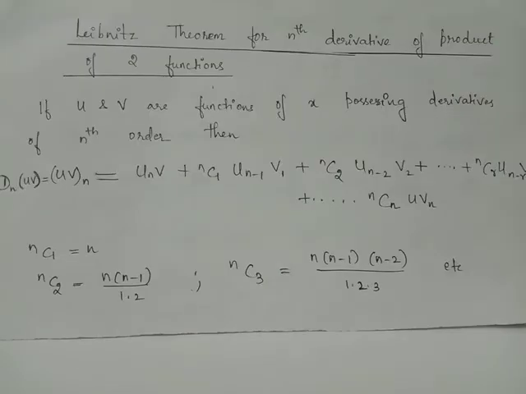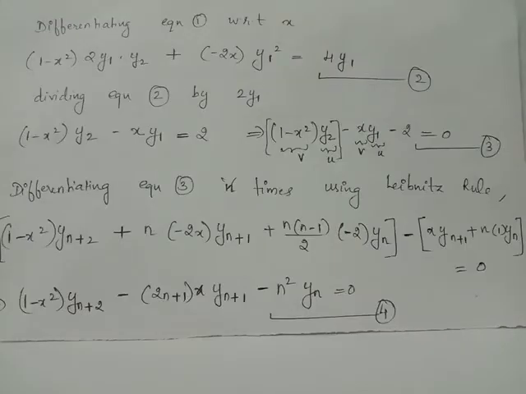By Leibnitz rule, we have dn of uv equals unv plus nc1 un minus 1 v1 plus nc2 un minus 2 v2 plus etc., where un is the nth order derivative of function u. In equation 3, when we apply Leibniz rule, we have to select y2 as u for this term and y1 as u for this term, because we are expecting terms yn plus 2 to appear, also yn plus 1 to appear for the result to be proved.